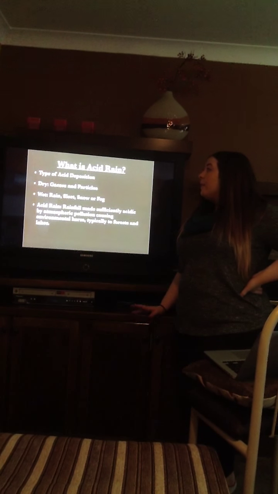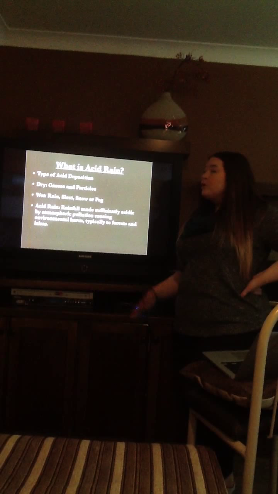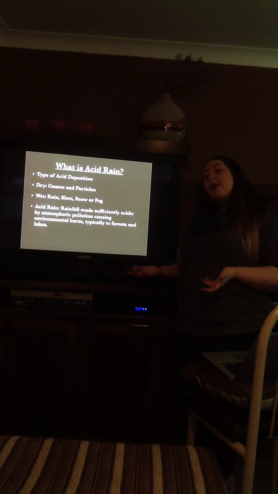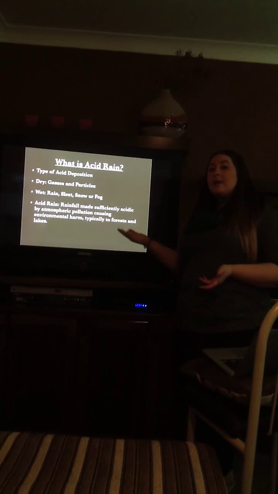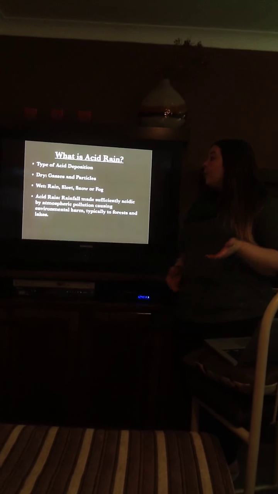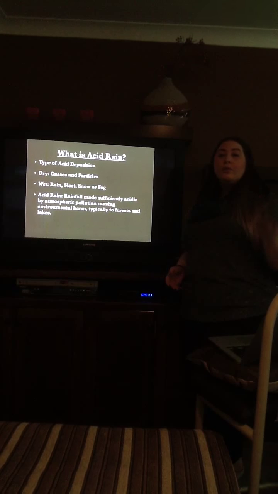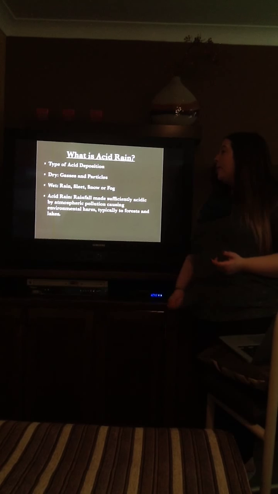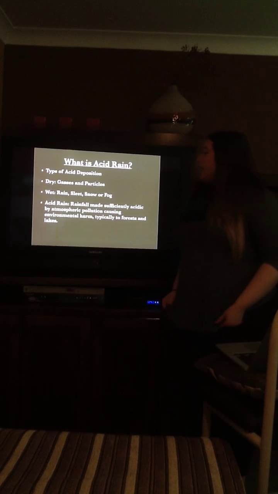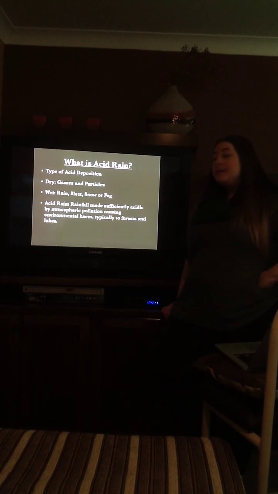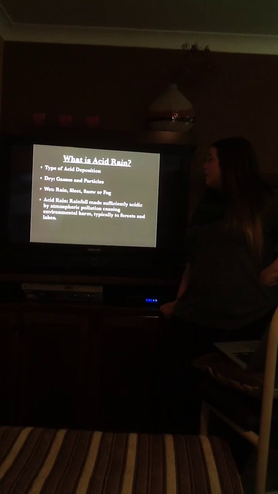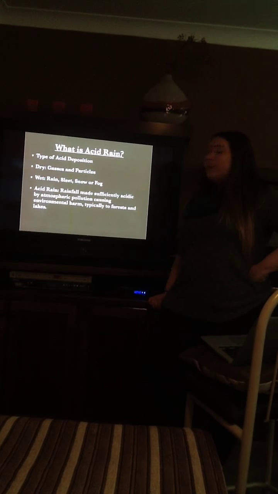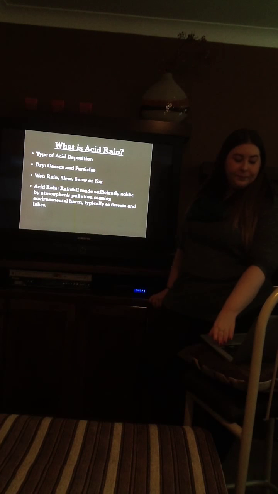Acid rain is a type of acid deposition. There are two types of acid deposition, one is dry, one is wet. Dry acid deposition would be considered gas and other types of particles, whereas wet acid deposition is considered rain, snow, sleet, hail, fog, mist, anything like that. So a quick definition of what acid rain is: acid rain is rainfall made sufficiently acidic by atmospheric pollution causing environmental harm, typically to forests and lakes.